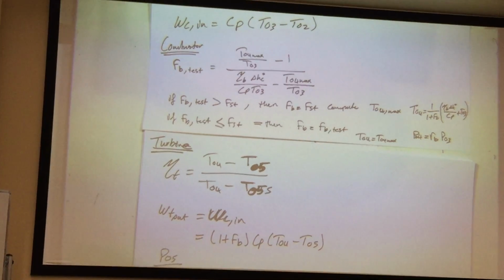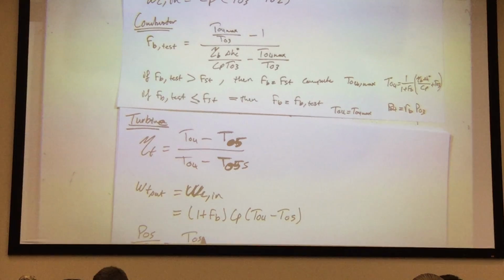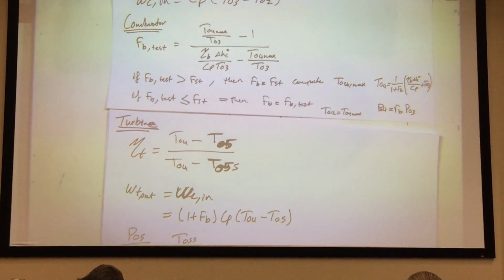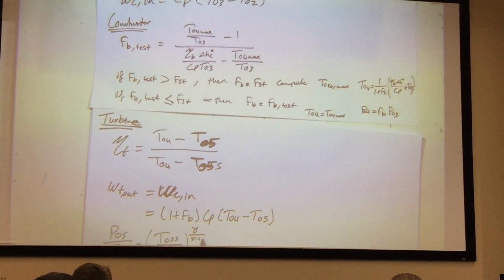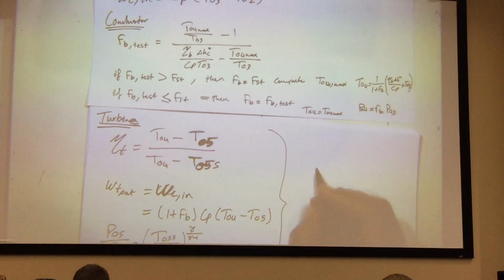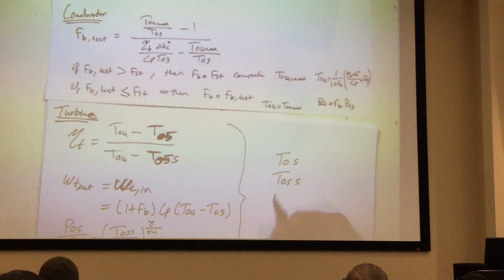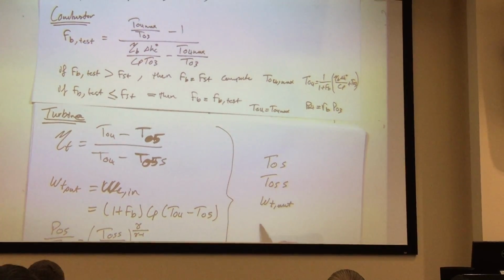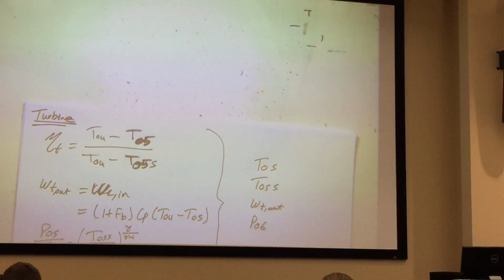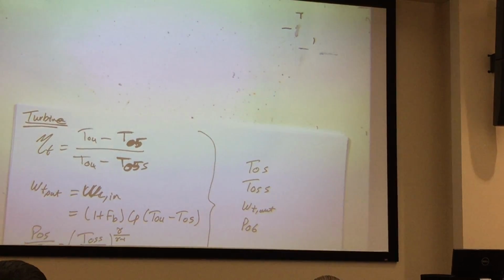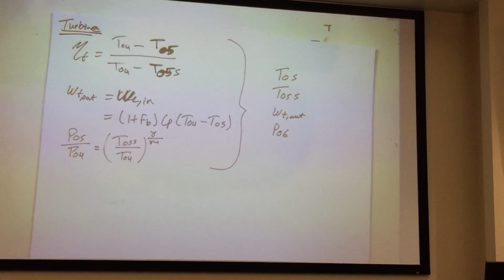And your pressure ratio P_O5 to P_O4 is equal to your isentropic temperature relative to your max temperature, to the power of gamma over gamma minus 1. So from these equations, I get T_O5, T_O5s, work of the turbine output if you need it, and P_O6. And that's pretty much it.